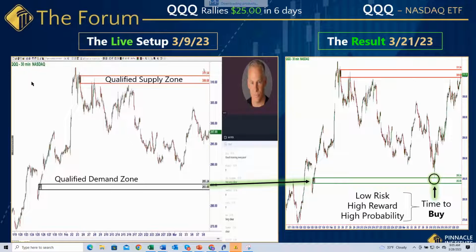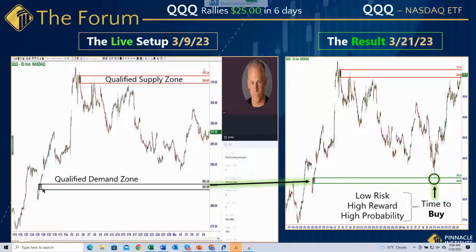And what you see on the screen, by the way, before we get started, the screenshot on the left is from our live trading and analysis sessions with our members at the Pinnacle Institute. And the screenshot on the right is the results. So this is from about 2 weeks ago, right here. Here we had a demand zone.